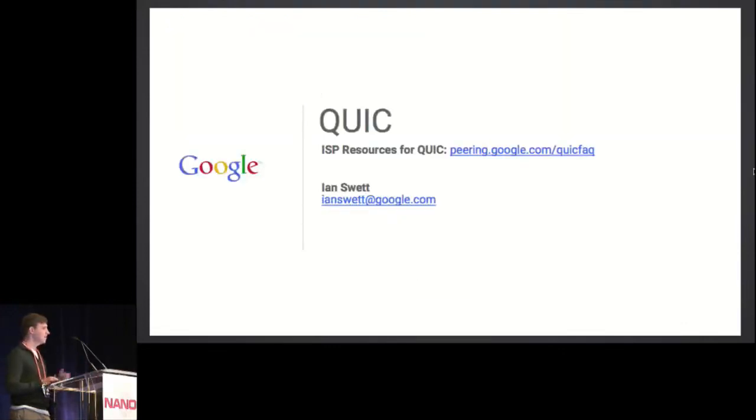All right, and as I mentioned before, peering.google.com has more information about QUIC, as well as how you can get more information about your AS if you have one. Questions?